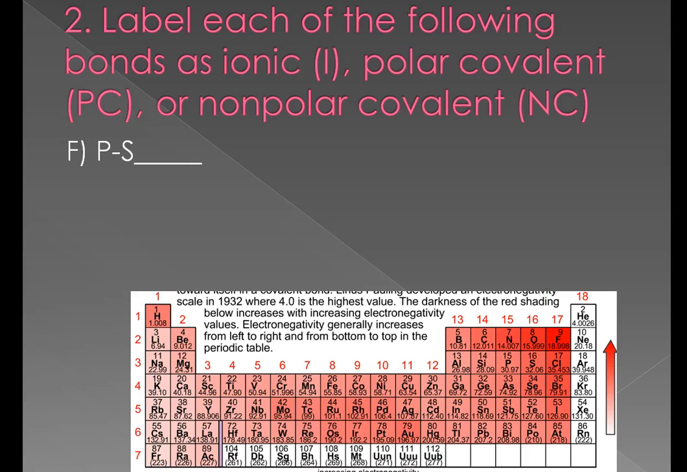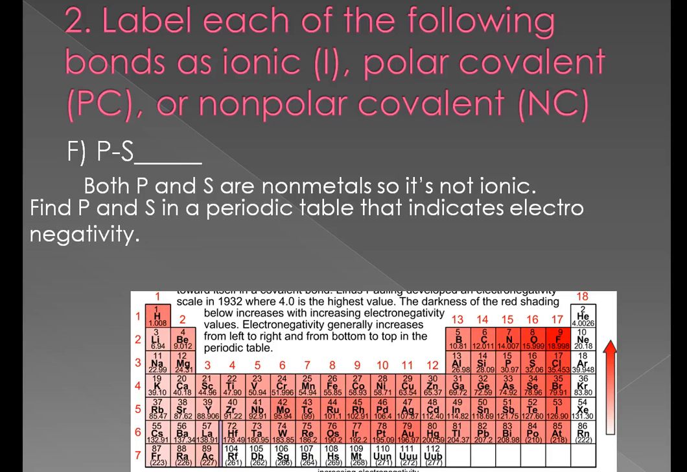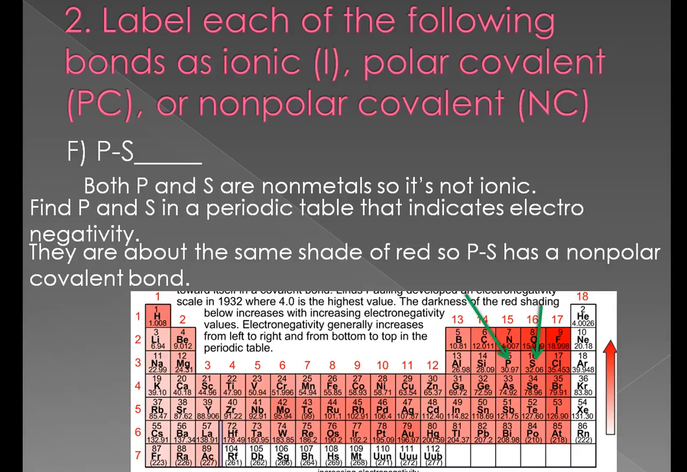Now we're going to look at PS. First we see that P and S are both nonmetals, therefore it's not ionic. And so now we need to find P and S in the periodic table, right there. And we see that they're just about the same shade of red, so there's no significant difference in electronegativity, therefore it is a nonpolar covalent bond.